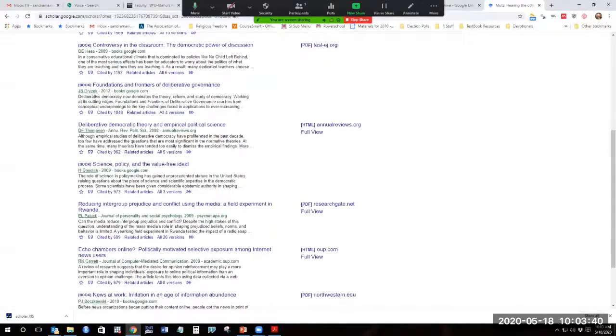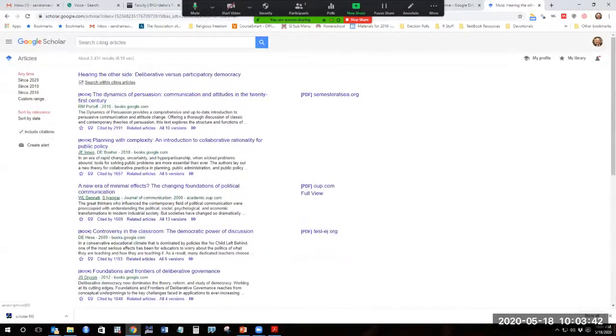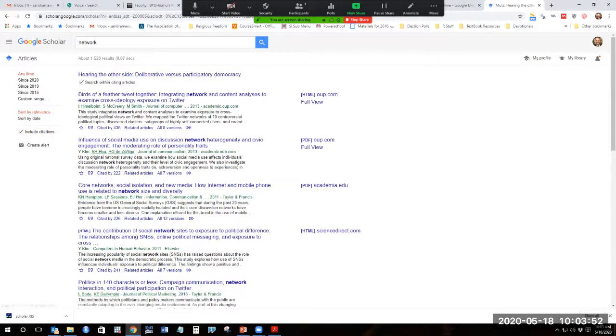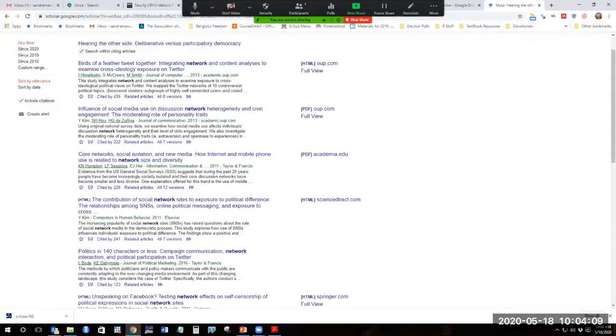So we want to look within citing articles. So these are the ones that are citing that book. We want to look for "network." I want to spell it the right way. Now, all of these are just about social networks and how networks influence attitudes, right? So now I'm way interested in this stuff. So this is about looking at ideology exposure on Twitter, right? So now we're getting into some really good network stuff.